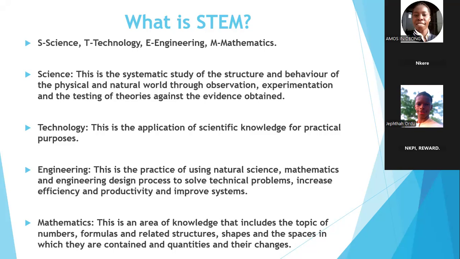If I may ask, what is science? We all know that science has to do with the systematic study of the structure and behavior of the physical and natural world through observation, experimentation, and the testing of theories against the evidence obtained. Technology is just the application of scientific knowledge for practical purposes. Engineering has to do with the practice of using natural science, mathematics, and the engineering design process to solve technical problems, increase efficiency and productivity, and improve systems.